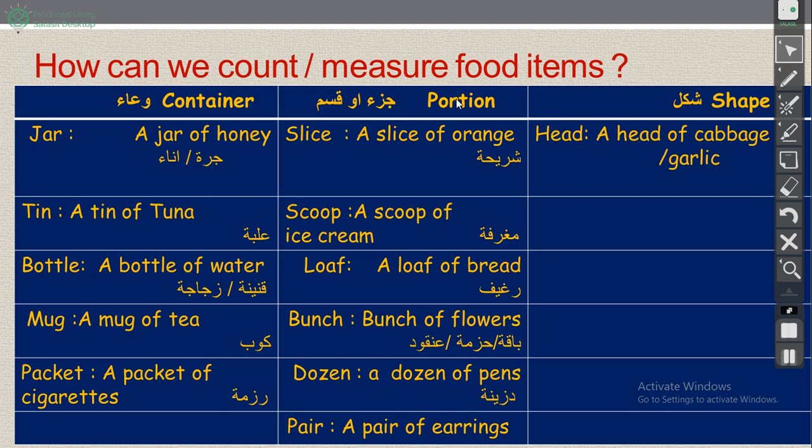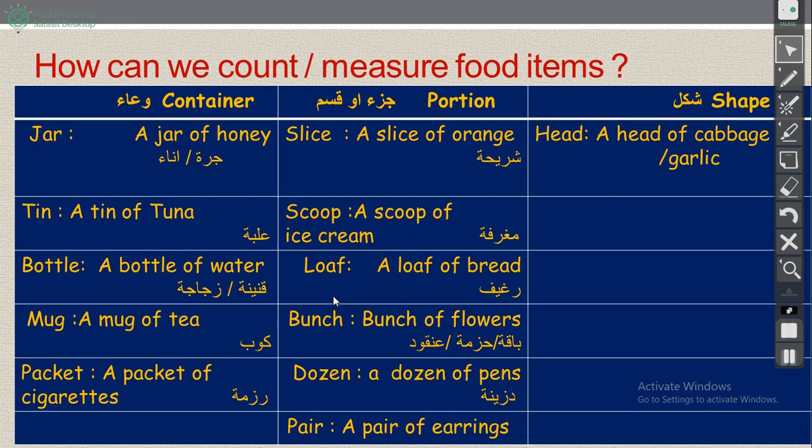From the portion جزء. Portion means جزء أو قسم. Slice شريحة. A slice of orange, for example. A slice of pizza. A slice of bread. Okay? شريحة من البرتقال. Number two, scoop. When you hear scoop, your mind goes to ice cream, right? A scoop of ice cream. What's the meaning of scoop? مغرفة. In Arabic, we call it a scoop, right? A scoop of ice cream.